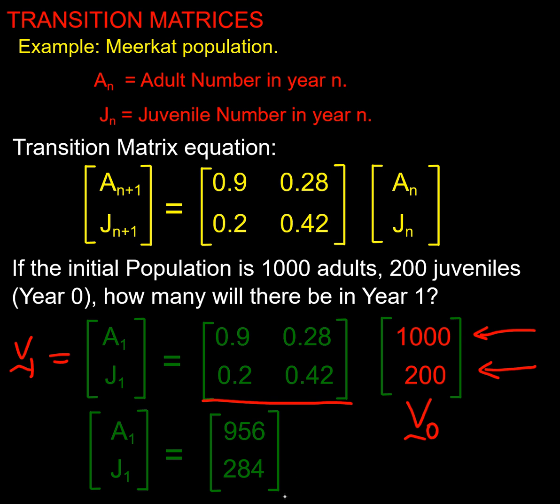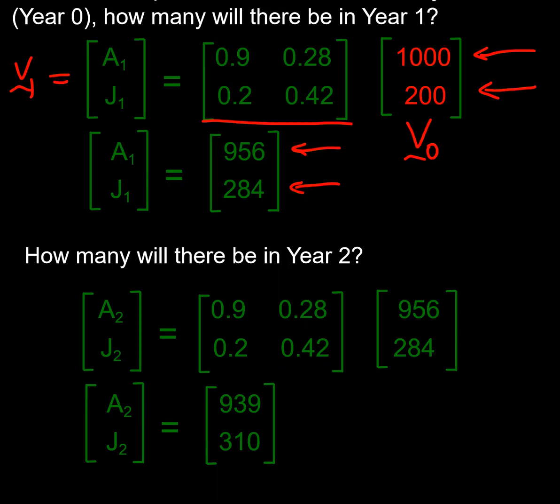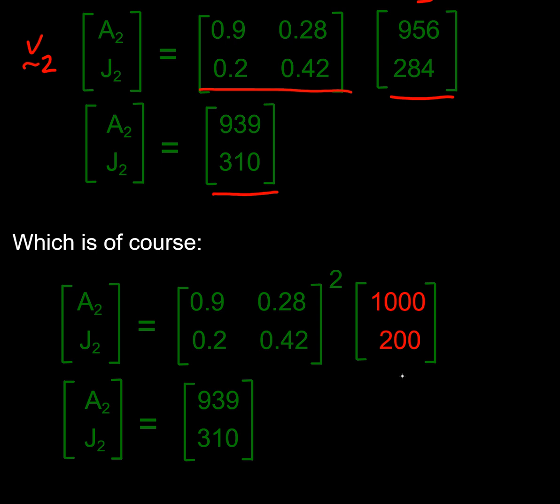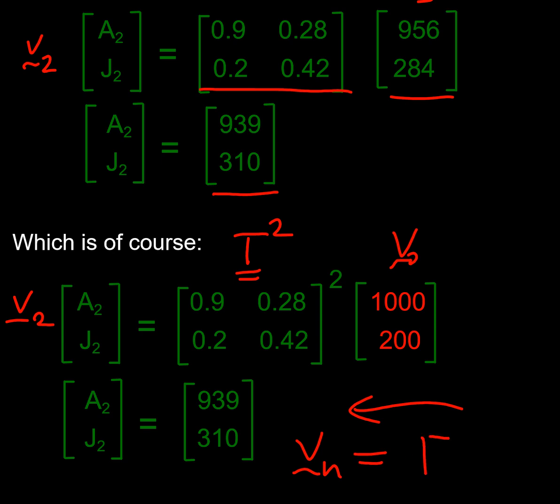If I do that calculation using my calculator, I get 956 adults, 284 juveniles in year 1. How many would there be in year 2? Well, I could take my year 1 figures and multiply by the matrix, and I'd get my year 2 population figures: 939 adults, 310 juveniles. Now, some of you might have thought, I didn't need to do it as a two-stage process. To get to year 2, I could have taken my initial population and multiplied it by T squared. I agree, and that would have given you V2. So that gives us much more flexibility, doesn't it? Because if I want to get to the population Vn, all I need to do is take my transition matrix T to the power n and multiply by my initial population.